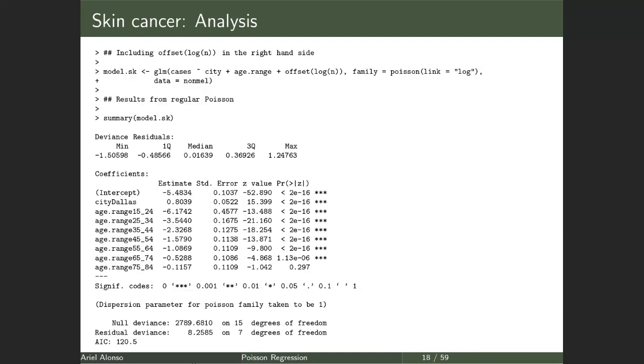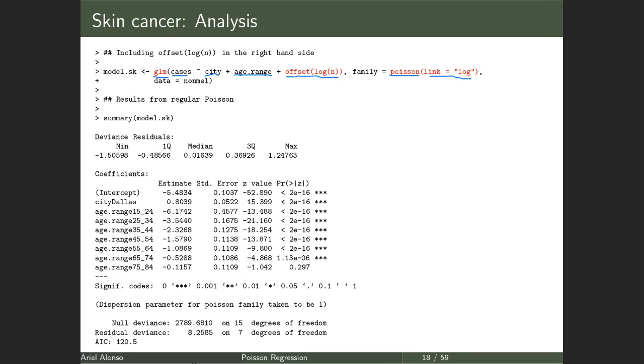Okay, let's fit the data. Let's see what type of answers we can get here. So here you use the GLM function, which is the function that we use for generalized linear models in general, and you want to model the number of cases of skin cancer as a function of city, Dallas and Minneapolis, and then the age group. And we set as an offset the logarithm of n, the number of people in each city and age category. Then you specify the family Poisson, because we are dealing with counting data, and you specify that the link is just the logarithmic link.